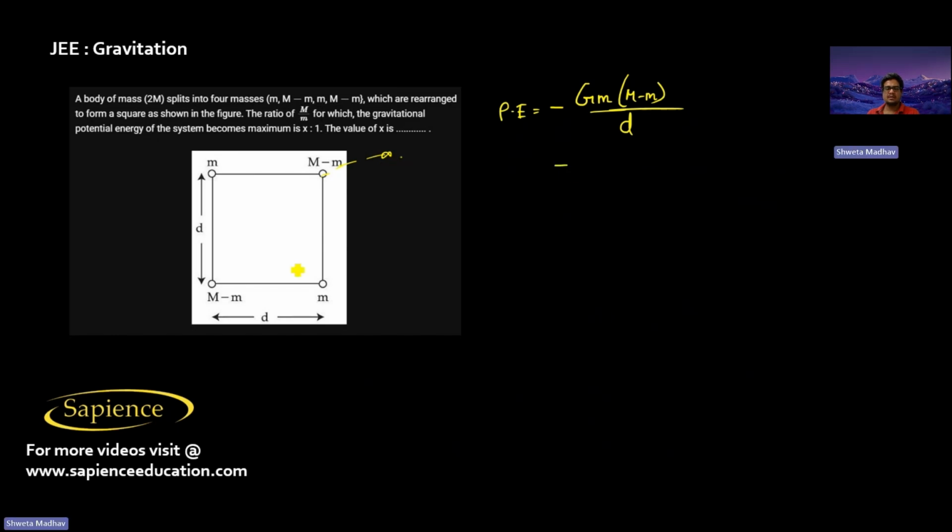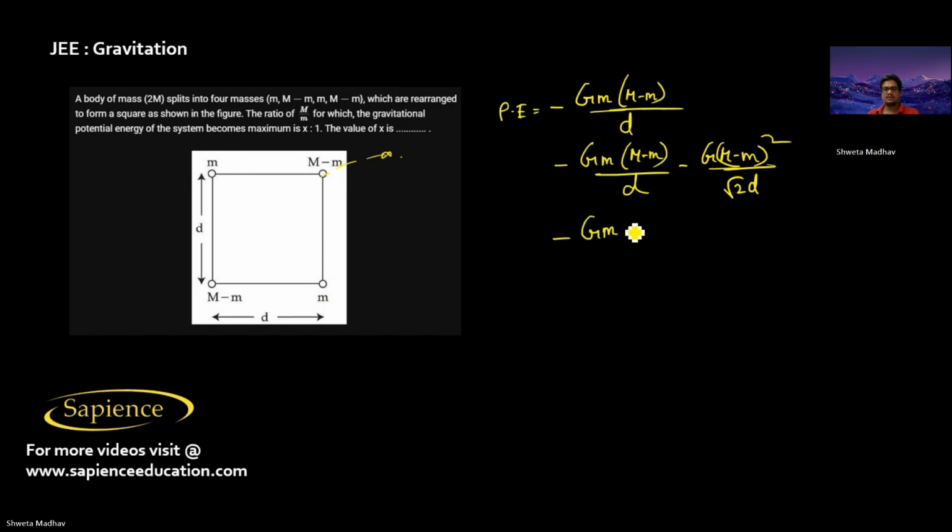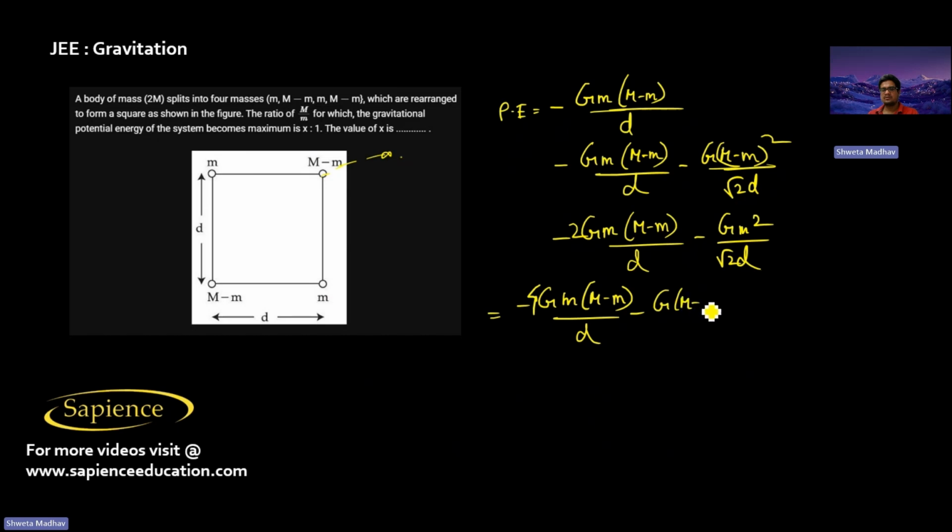Then the next mass will be brought, then it will be minus G m into (M minus m) by d, minus G (M minus m) whole square by root 2 d. Then the last mass will be brought, so this is G m into (M minus m) by d into 2. Then minus G m square by root 2 d. So therefore, net potential energy is minus G m into (M minus m) by d into 4, minus G (M minus m) whole square by root 2 d, then minus G m square by root 2 d.